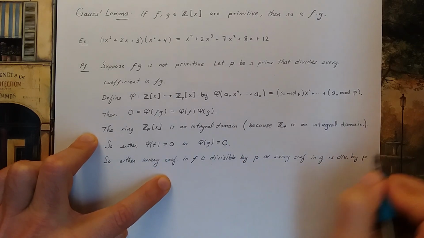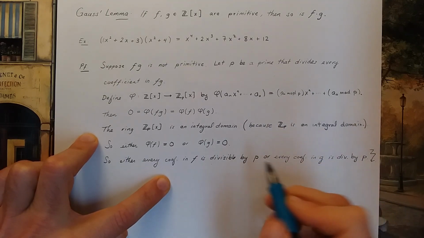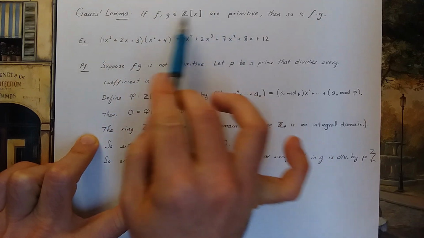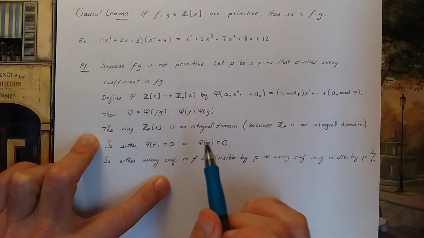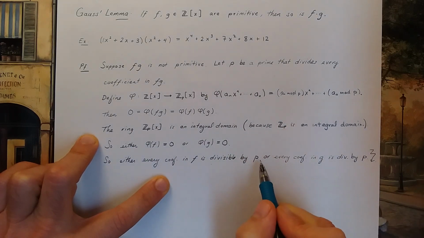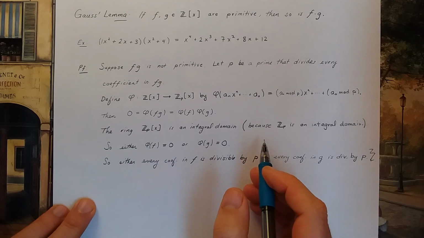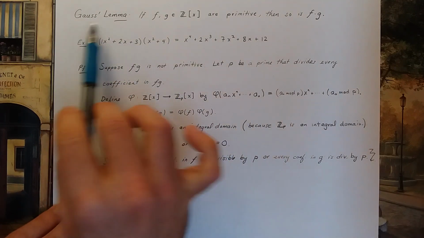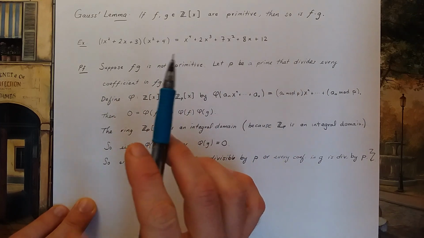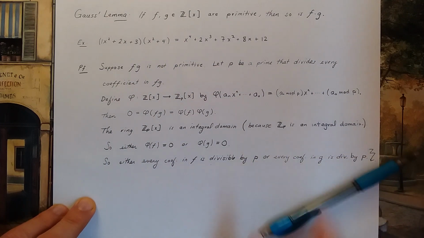I think that's the contradiction, lightning bolt. I don't think that it can be possible because we already said by hypothesis that f and g are primitive. That means the greatest common divisor of their coefficients is 1. There can be no prime p that divides every coefficient. So there, we're done. That's the end of the proof. That's Gauss's lemma, and we'll use it in our next video to prove an amazing result about reducible polynomials over the integers. Okay, I'll see you there.